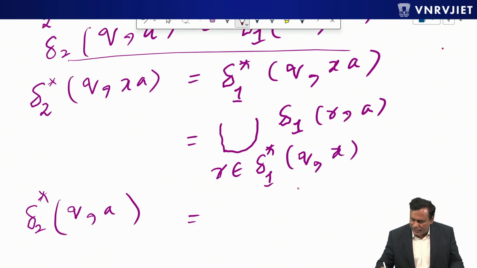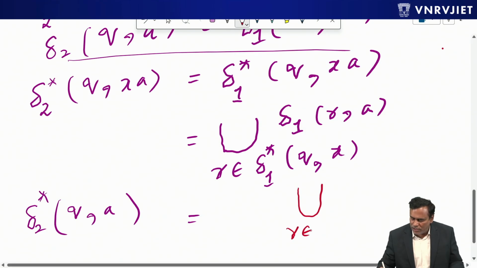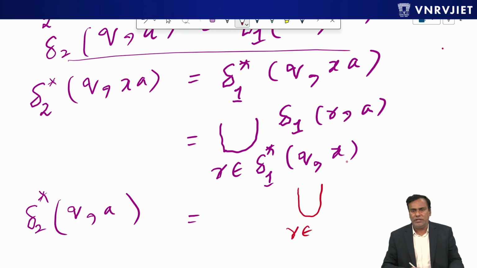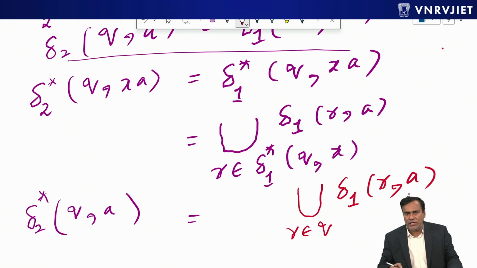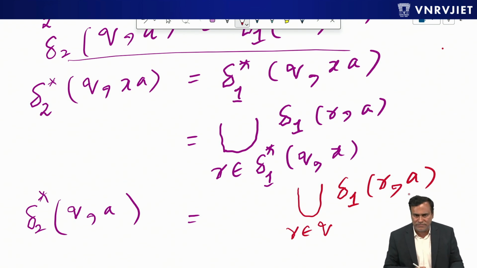Union of, let me write here, R belongs to delta 1 star of Q epsilon. We know delta 1 star of Q epsilon is Q itself. Therefore, R belongs to Q, delta 1 of R A. This is the important thing that you have to remember in proving your theorem. This is going to be very useful to you.